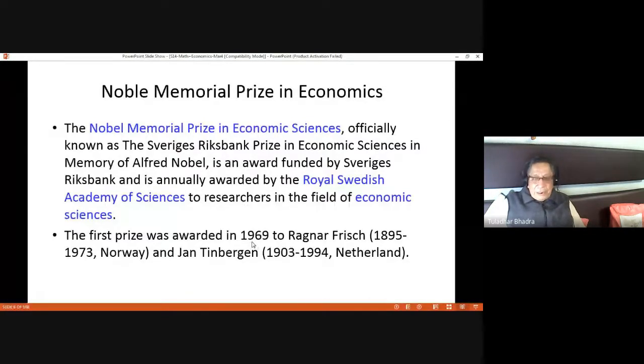The first prize was awarded in 1969 to Ragnar Frisch, who lived from 1895 to 1993. He was Norwegian, and Jan Tinbergen, who was from the Netherlands. This was the first Nobel Prize in economics. The Nobel Memorial Prize in Economics was awarded in 1969, so not a very old one, a relatively new prize.